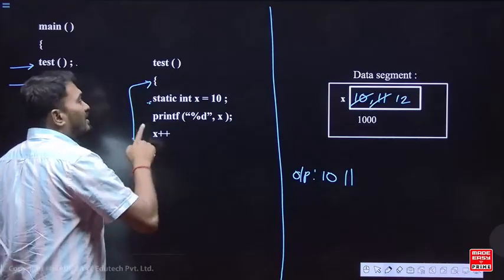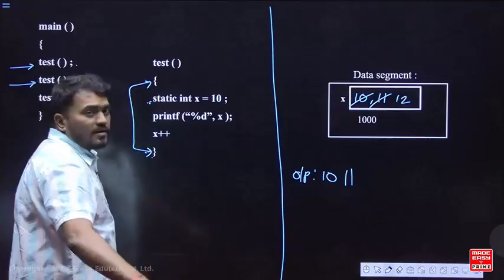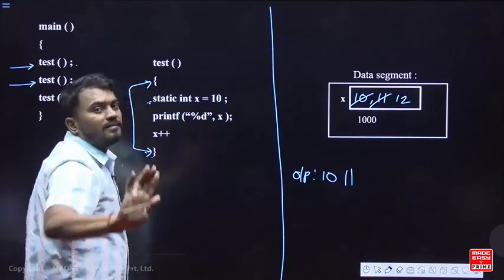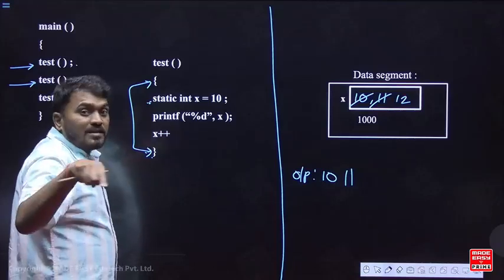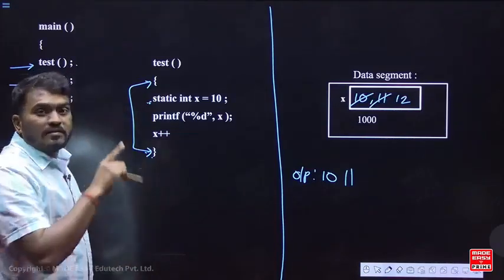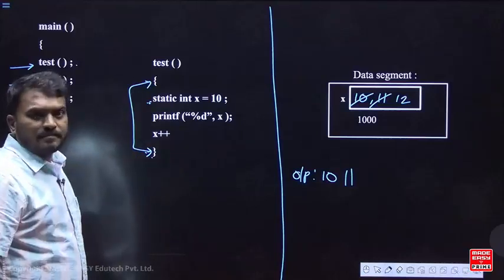Why? Because the lifetime of that variable is what? Lifetime of that variable is what? Entire program. Lifetime is entire program. Is that clear? तो मतलब जब तक पूरा प्रोग्राम खत्म नहीं होगा तब तक वो मेमोरी में रहेगा.